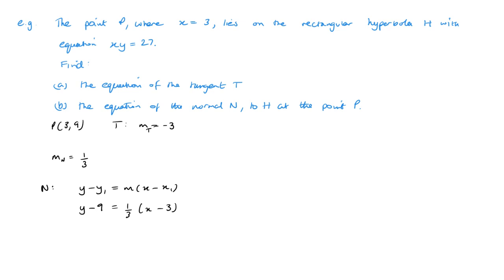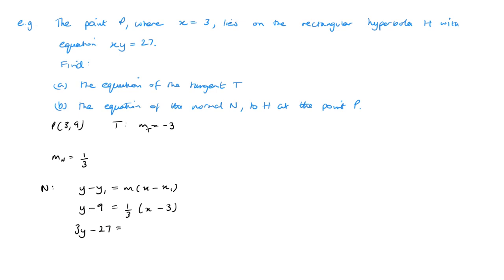So filling in for P and the gradient of the normal. Now this is 1/3. We could multiply by a third, have a third times x minus 3, but when we see a fraction, unless stated otherwise, it's nice to do it in the form ax plus by plus c. So I'm going to multiply by 3, so I get 3y minus 27.